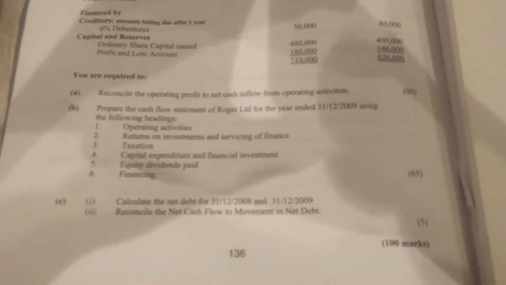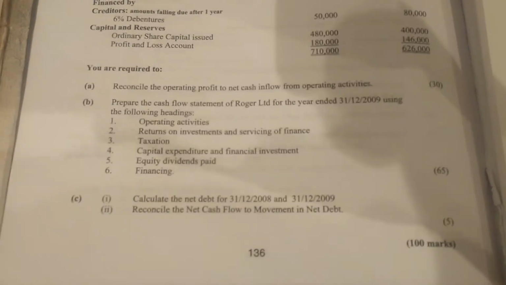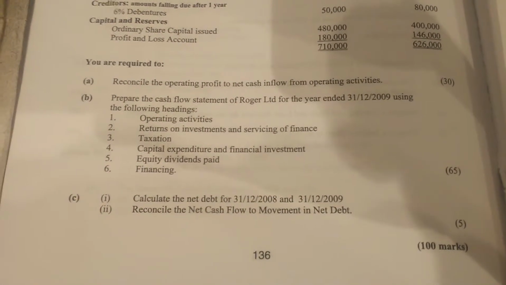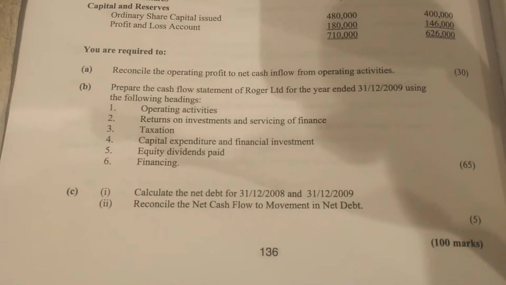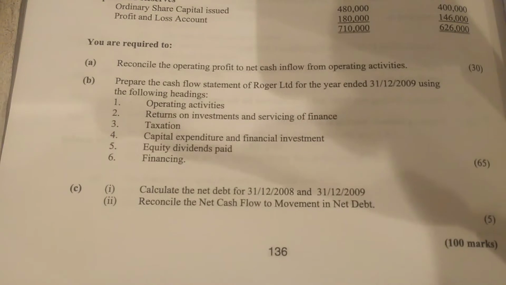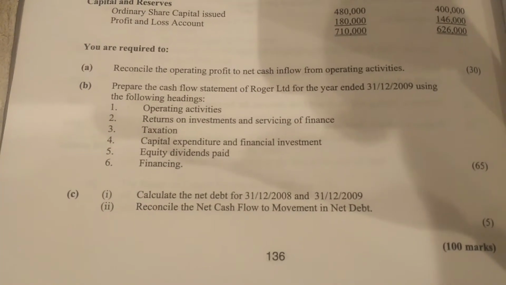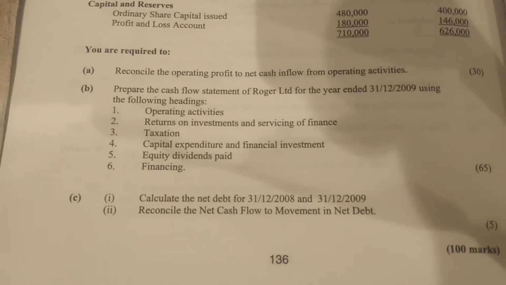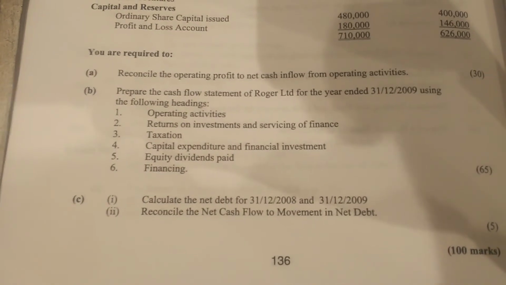Okay, welcome back. This is the fourth and final video on the 2010 ordinary level cash flow statement, and we're going to tackle part C of the question, which if we look at it down here in the "you are required to" part, it says first of all you need to calculate the net debt for the 31st of the 12th 2008 and the 31st of the 12th 2009, and then reconcile the net cash flow to movement in net debt. So the first thing to say is that this is an older question.